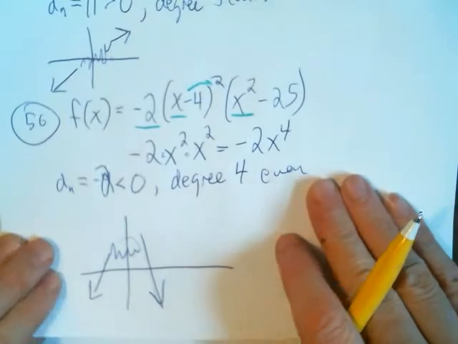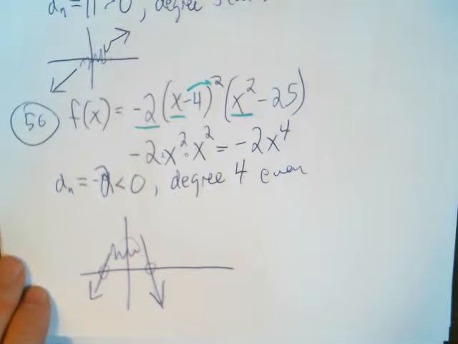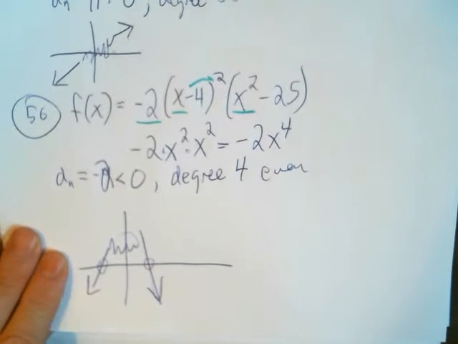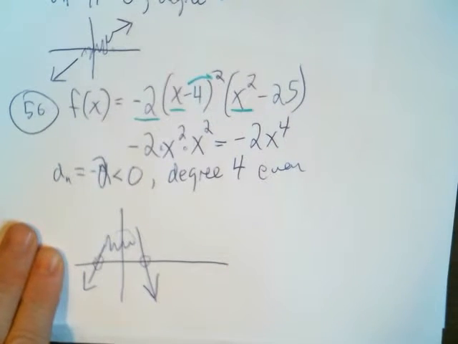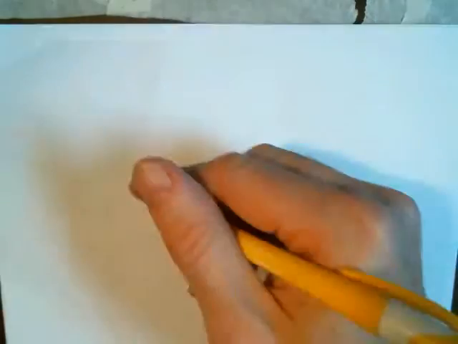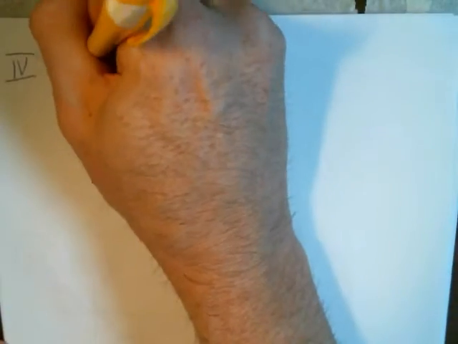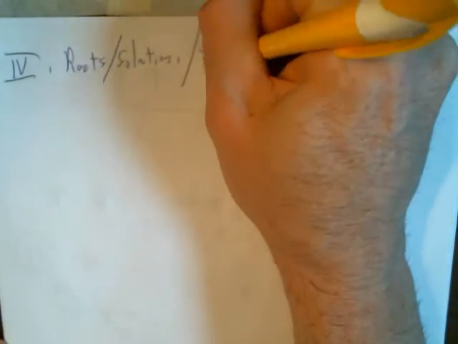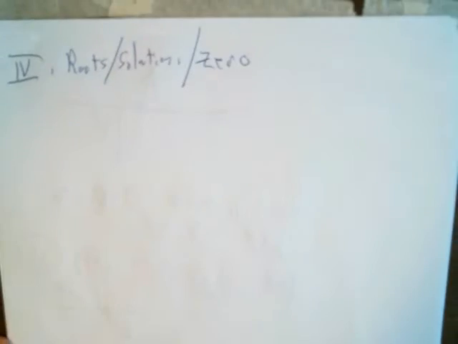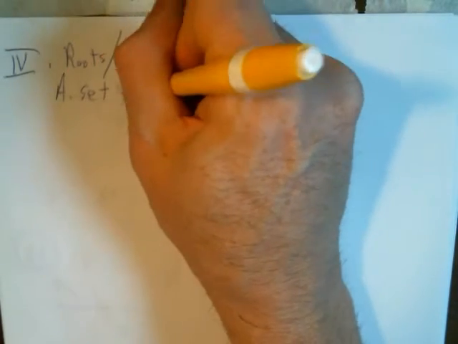Okay. We'll be interested in seeing these places where the polynomials hit the x-axis. Basically, you're setting the thing equal to 0, and you're looking for the x-intercepts. And the book's going to call those roots or solutions or zeros. Okay, so section 4, we have roots, solutions, and zeros. Basically just the x-intercepts. So how do you find these? You set y equal to 0 and solve.